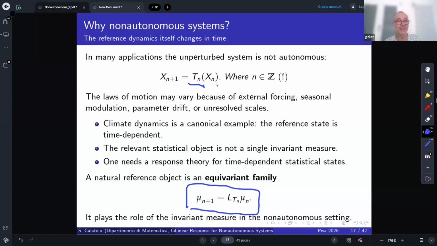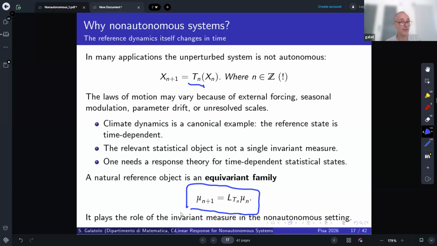Let me say it better. You have a family of maps, you have a family of transfer operators. An equivariant family is a family of measures which is made like this. For example, the measure at time 1 is the push forward by the map at time 0 of the measure at time 0. So you are at time 0, you wait for the next time by applying the push forward and putting the new measure in the next time. Okay?